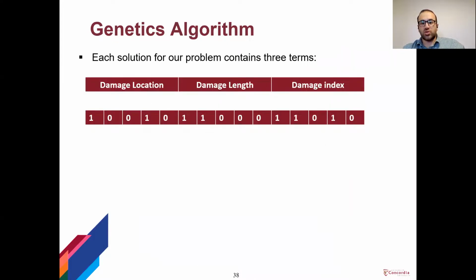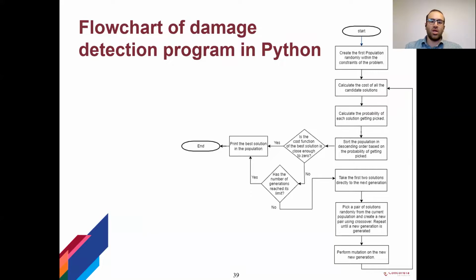So genetic algorithm is used to do the minimization. Genetic algorithm starts from random points in our optimization space and builds better solutions as it evolves. Each damage case is shown with the damage location, damage length, and damage index. Or for the delaminated case, the damage case is shown with the damage location and damage length. So the flow of the genetic algorithm that was implemented in Python is shown in this figure.